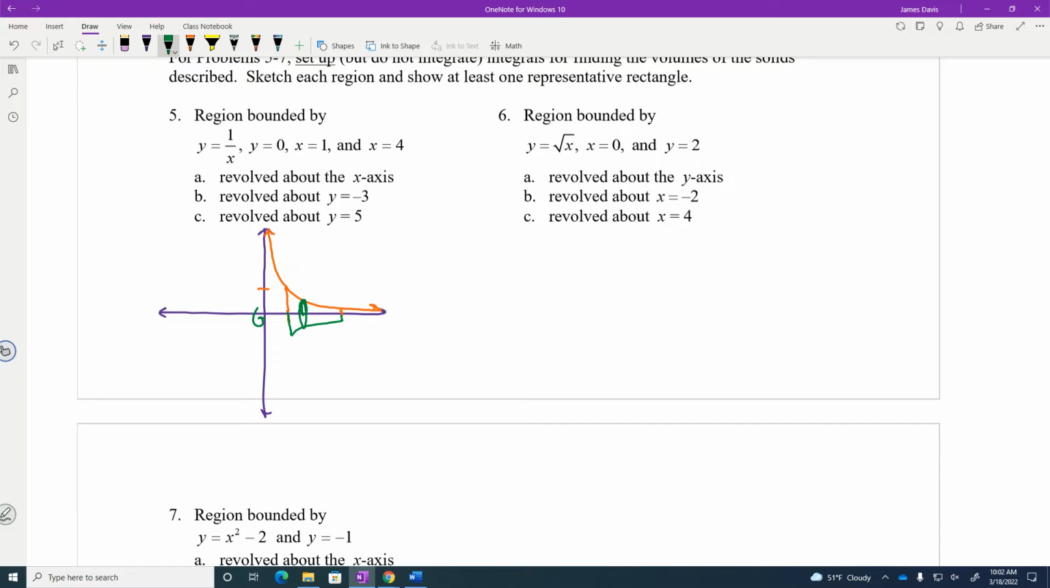So first one, revolved around the x-axis. So V equals pi. It's easy to forget the pi, so make sure you don't forget that. Easy to forget the pi, easy to forget the squares. And then the boundaries are pretty easy here because it tells us x equals 1, x equals 4. So 1 to 4. And around the x-axis is just going to be the function, right? So it would just be 1 over x squared dx.